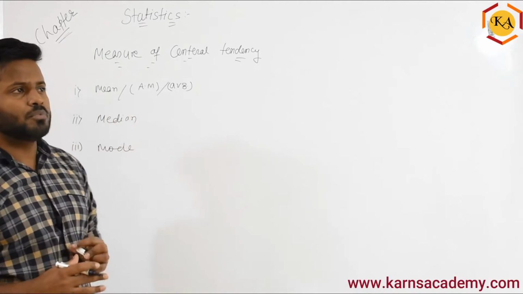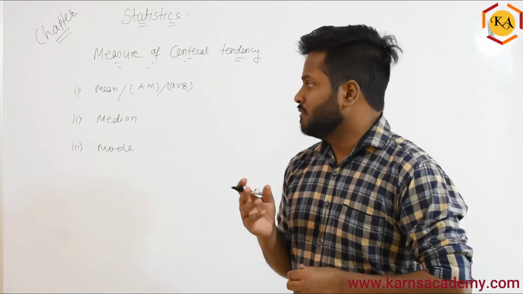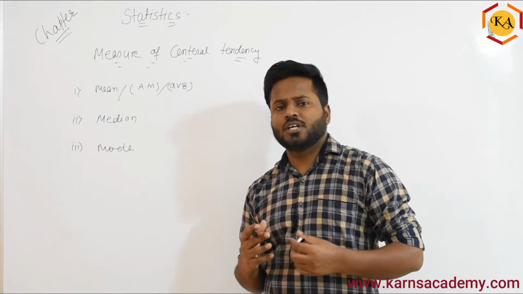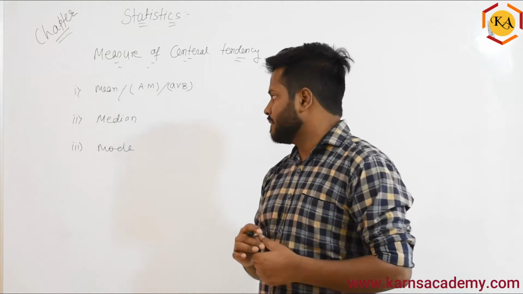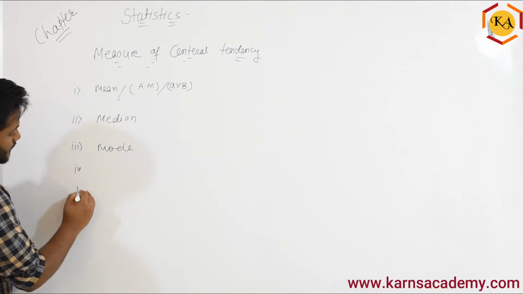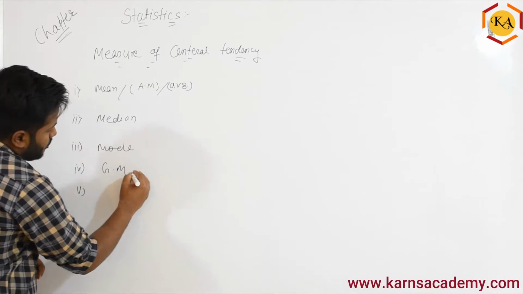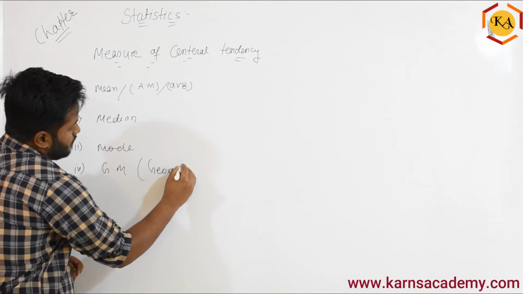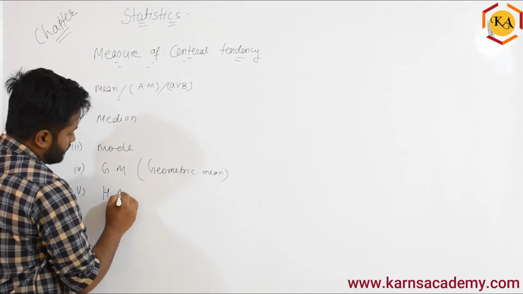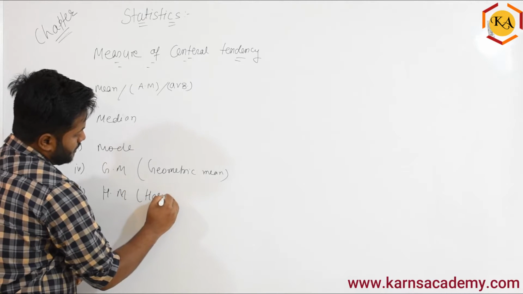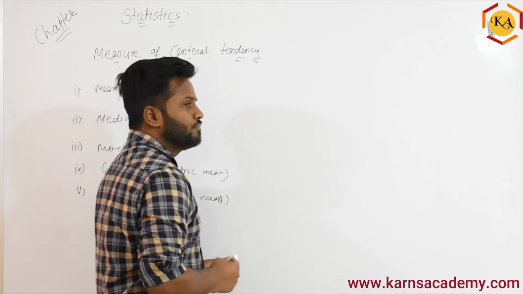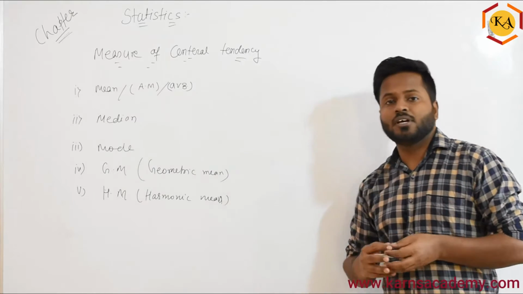These are the three very important ones, and most people will know this: mean, median, mode. You would have studied them from your 9th standard, in your schools, right? But right now we are going to add two more to it, the fourth one and the fifth one. The fourth one will be GM, called geometric mean, and the fifth one is harmonic mean.